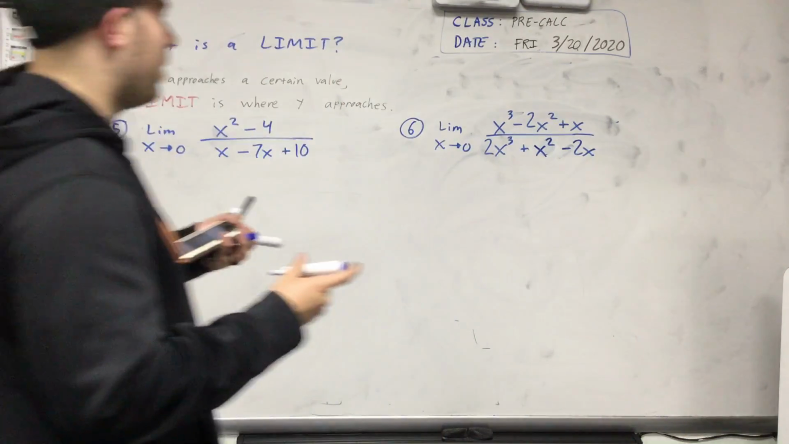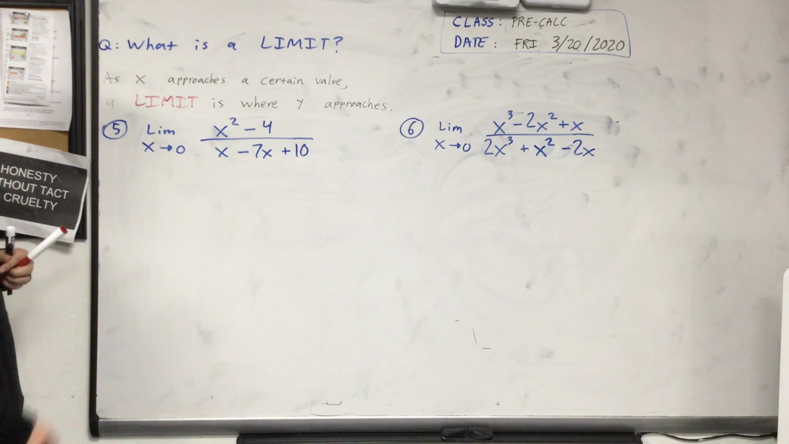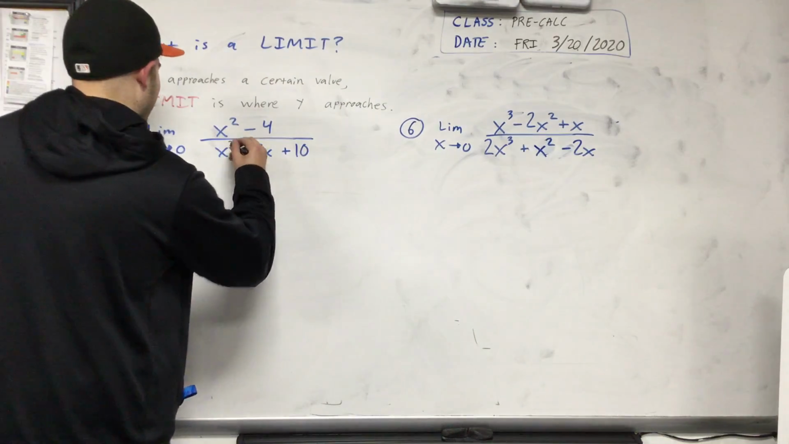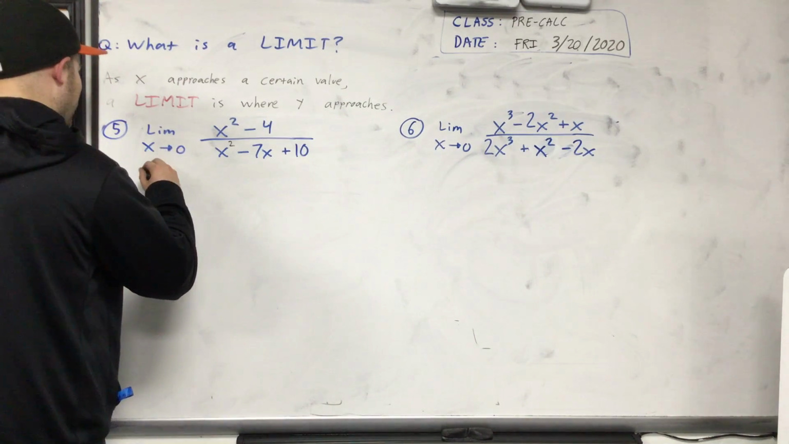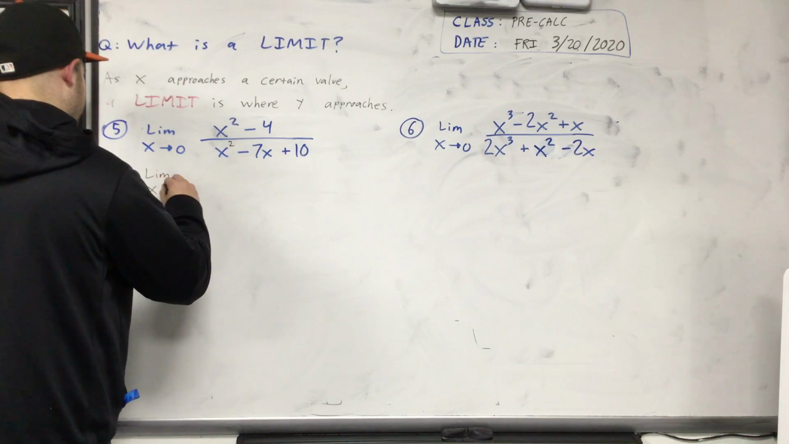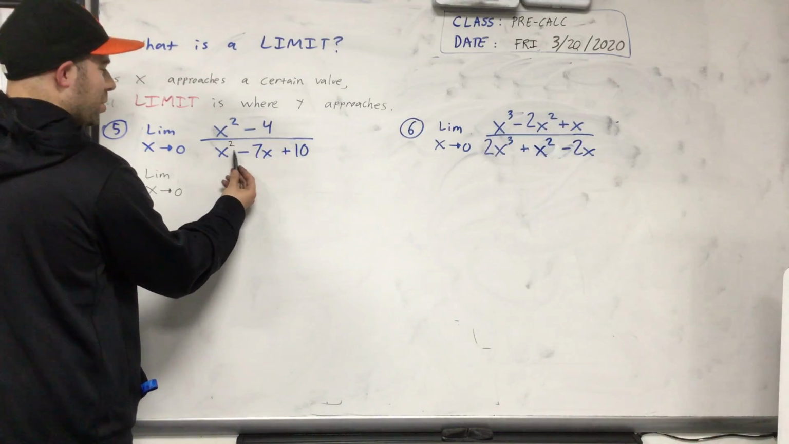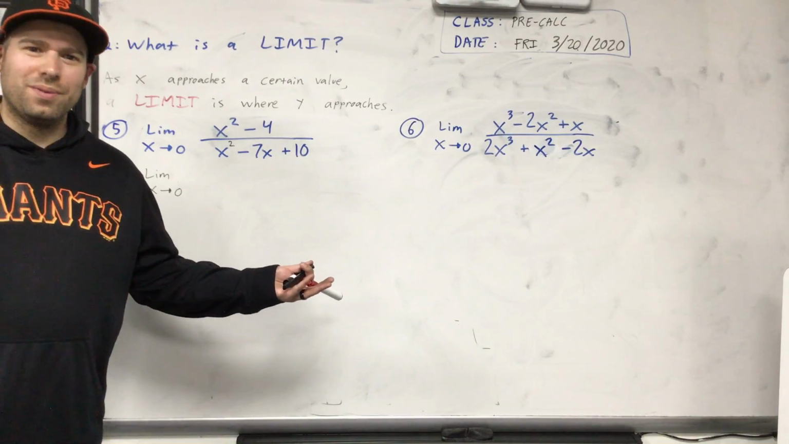Just want to make sure that we're good on these two cases and when to tell the difference. Okay, so first things first. Number 5, the limit as x approaches 0 for x squared minus 4 over x squared minus 7x plus 10. Well, when in doubt, you could just use direct substitution, right? And you would get 0 squared minus 4 over 0 squared minus 7 times 0 plus 10. And you wouldn't get a hole.